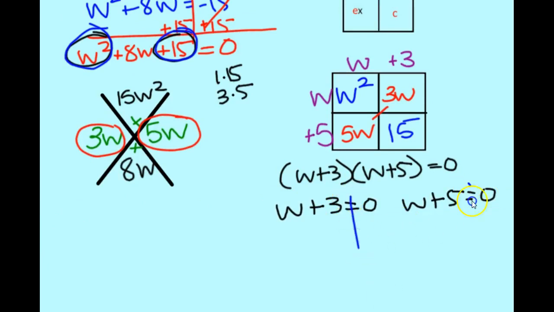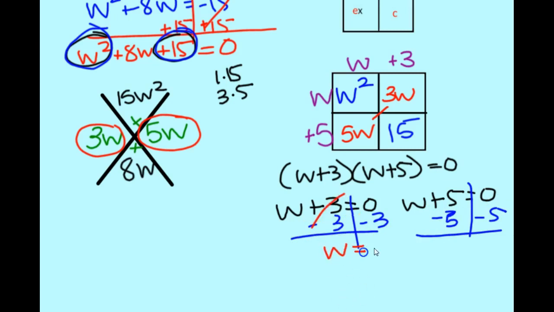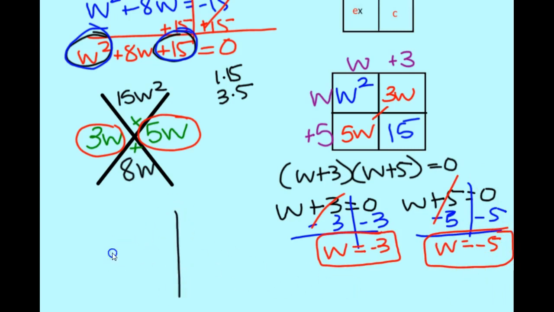Some of you might know you're going to have to subtract these and you're going to know your answer right away, and that's fine. W equals a negative 3 and 0 minus 5 is negative 5. Again, you don't need to graph it, but this would cross at negative 3, which is here, and negative 5. So if we were to graph it, that's what that would look like. Something like that.